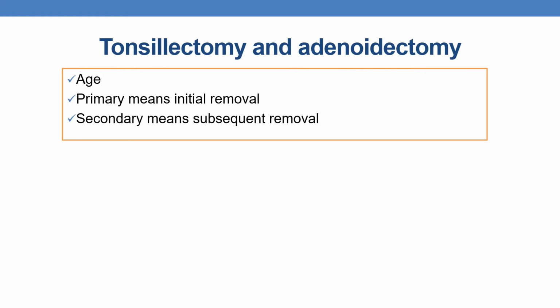Next important topic in the digestive system is tonsillectomy and adenoidectomy. Whenever we are coding tonsillectomy and adenoidectomy, you need to look for the age of the patient and whether the procedure is primary or secondary. Primary means initial removal, secondary means subsequent removal. These two are the points that must be taken into consideration while coding tonsillectomy and adenoidectomy.